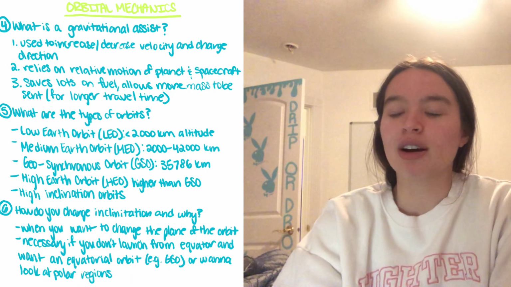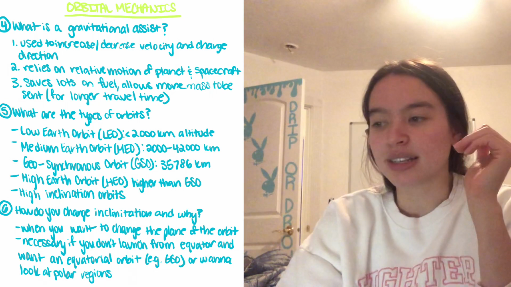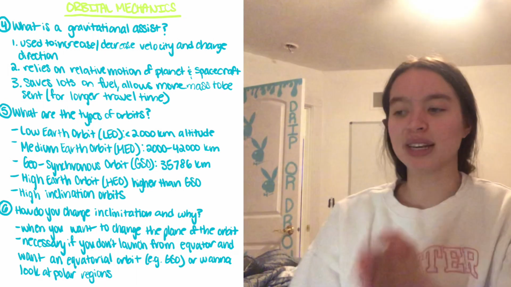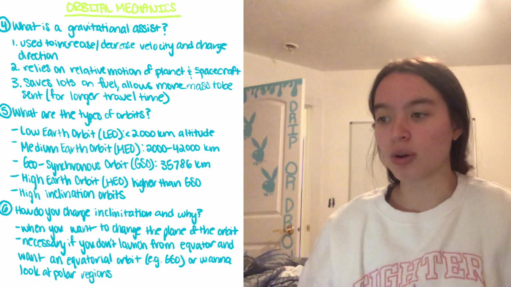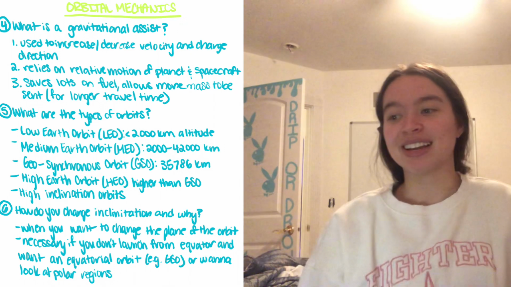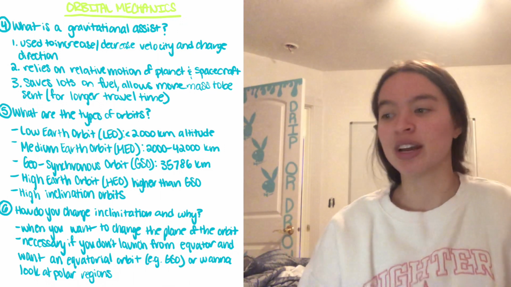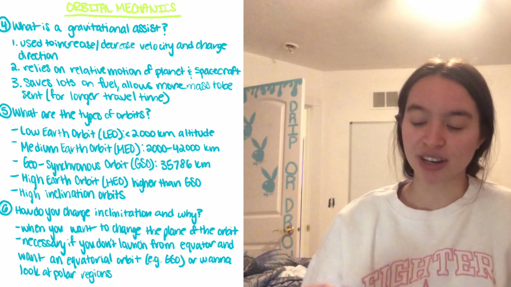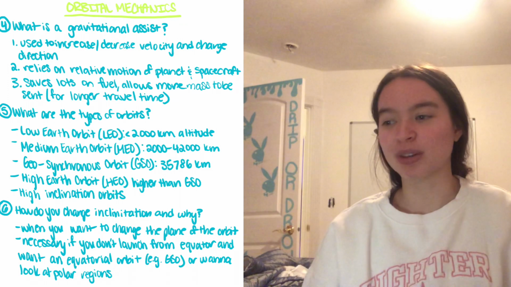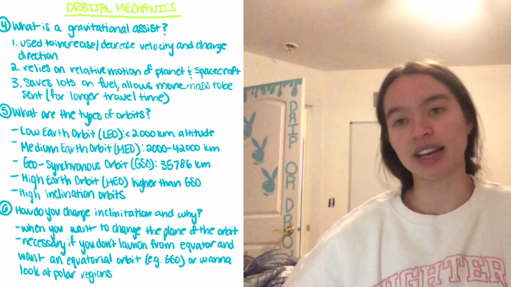What are the types of orbits? Low Earth orbit is number 1, LEO. This is under 2,000 kilometers for altitude. Next is the medium Earth orbit, MEO. This is 2,000 to 42,000 kilometers. Next is the geosynchronous orbit, the GSO. This is 35,786 kilometers. Next is the high Earth orbit, which is HEO, which is higher than the GSO, and then you're going to have high inclination orbits.